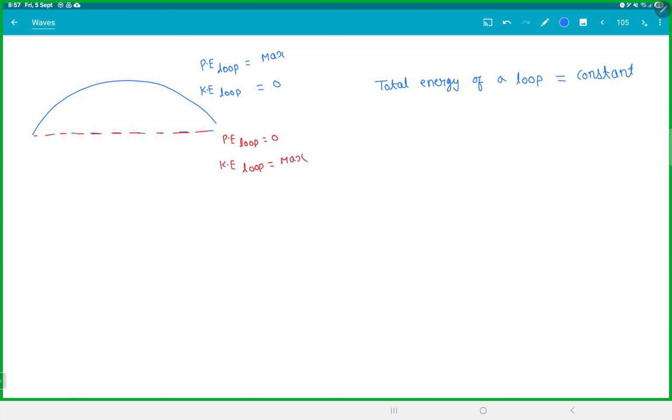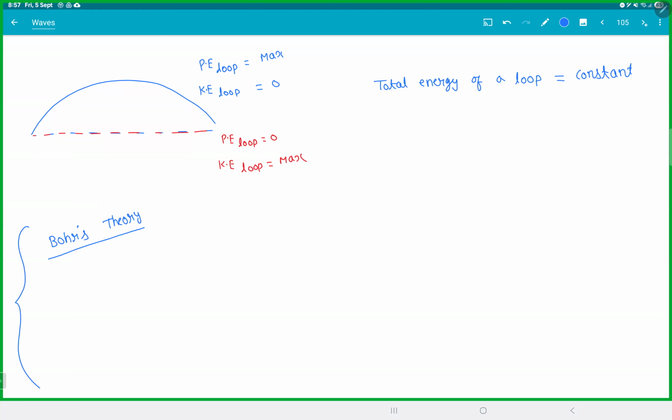Did you hear the word stationary orbitals? Maybe it didn't ring a bell then. So if you go to Bohr's theory, look at the second postulate: angular momentum is quantized, where mvr is equal to nh by 2 pi.